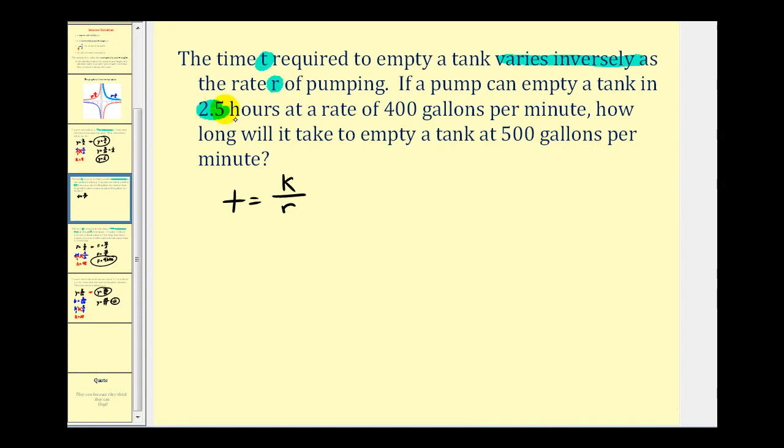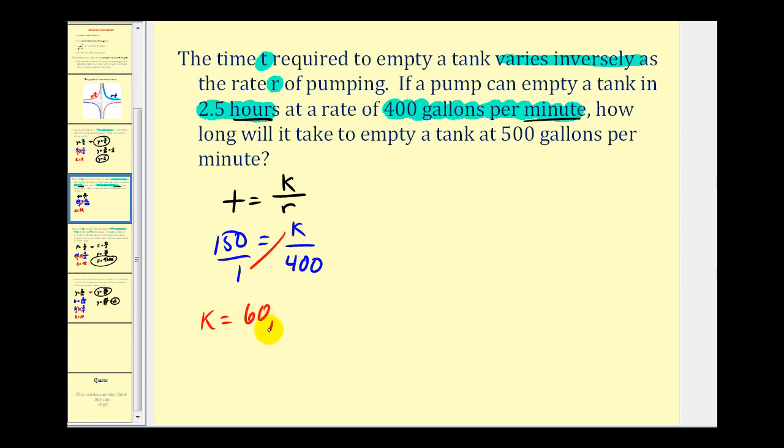So using a time of 2.5 hours and a rate of 400 gallons per minute, we can determine the value of k. However, notice that the time is in hours and the rate is in gallons per minute. Even though it's not necessary here, it's usually important to have common units. So I'm going to go ahead and convert 2.5 hours into minutes. And since there's 60 minutes per hour, this is going to be 150 minutes for time. So we have 150 equals k divided by our rate of 400 gallons per minute. Now if we cross multiply, we'll have k equals 60,000.